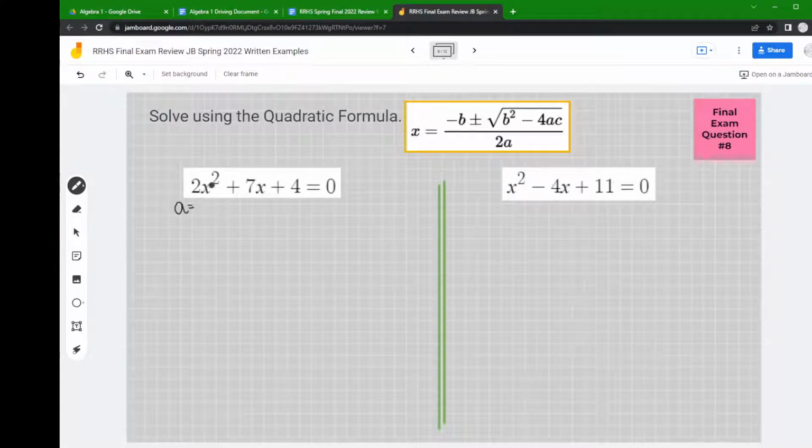So a is the number in front of x squared, which is 2. B is the number in front of x, which is 7. And c is the constant. Make sure your equation's always set equal to 0, or else the quadratic formula doesn't work.